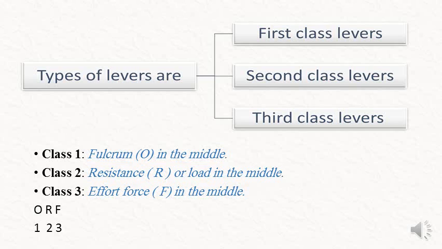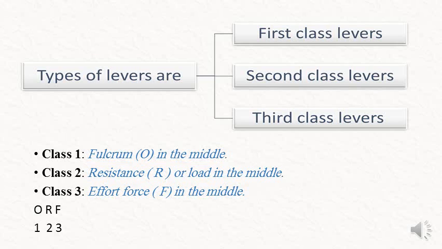Now, my intelligent students will ask me, "Oh, mister, how to determine the type of lever? Step by step, mister, please." Okay, it's very easy. First step, determine the position of each component of lever: effort force, resistance force, and fulcrum. Second step, identify the midpoint of the lever. The midpoint identifies the type of lever. In this word, ORF.